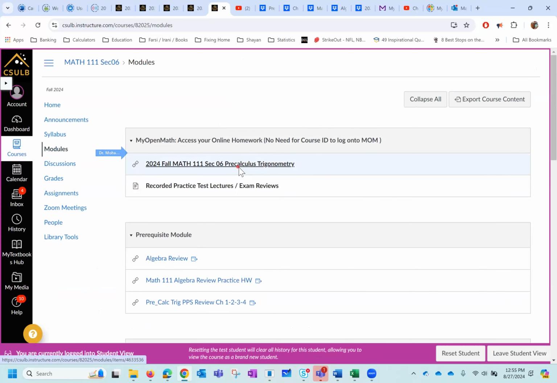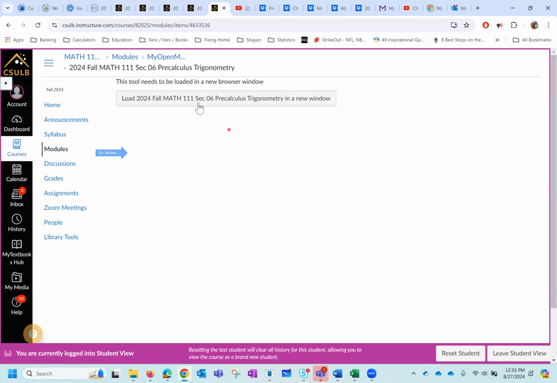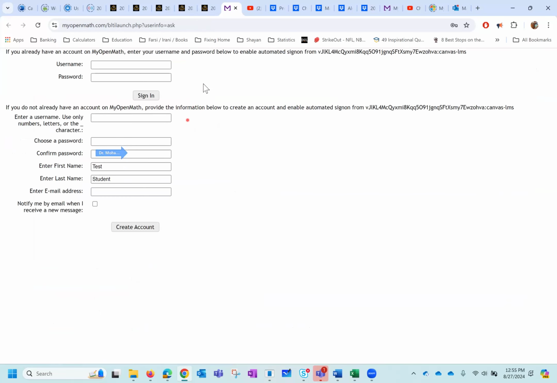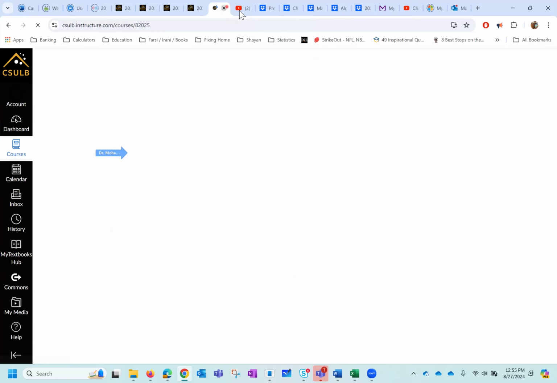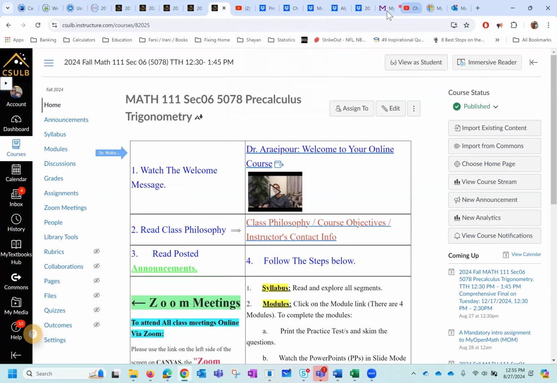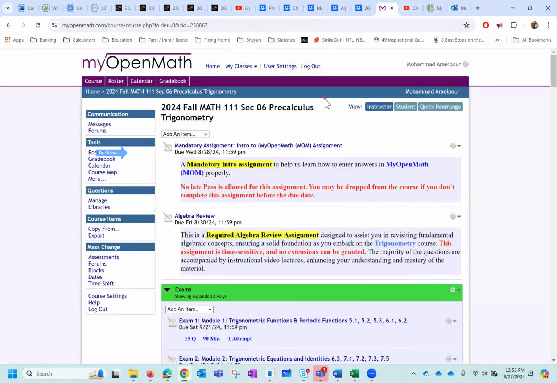And this is where you register with my OpenMath. It asks you for the username and password if you have an account already. And if you don't, you just create an account. So what happens when you create an account? You can go to my OpenMath. Let me give you the synopsis of what you find here, and then we cover that.